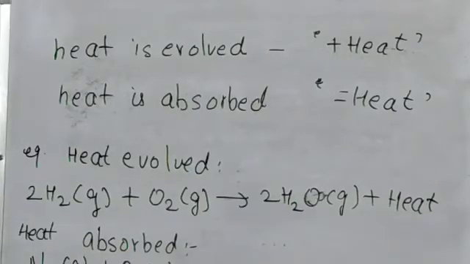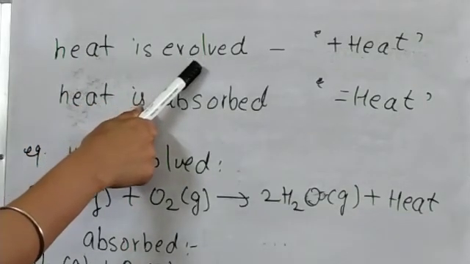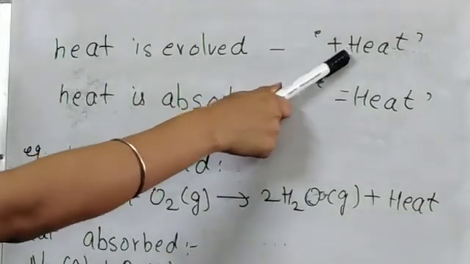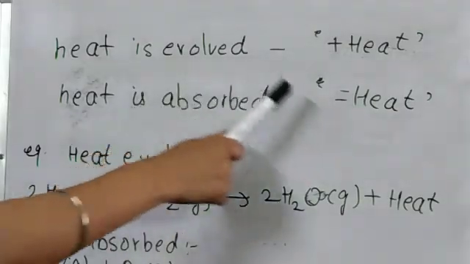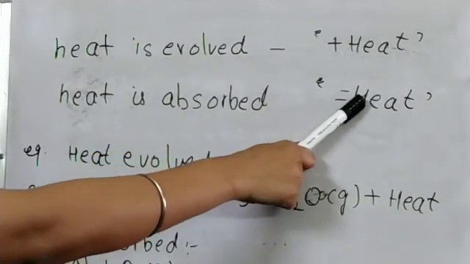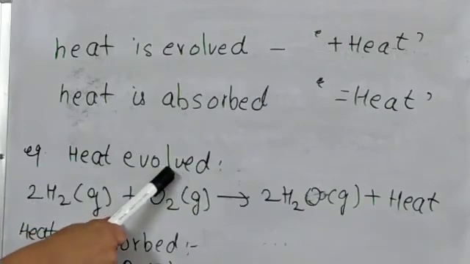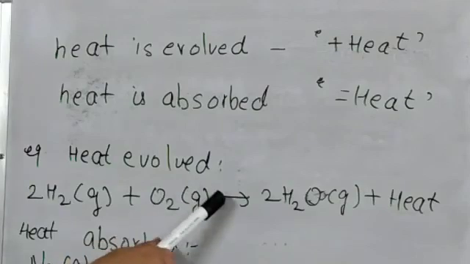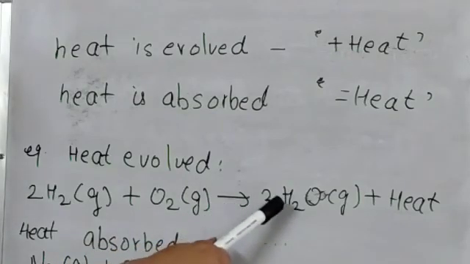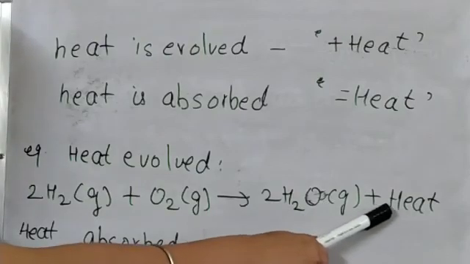The energy changes are expressed in the chemical equation. If heat is evolved, then we write plus heat on the product side. If heat is absorbed, then we write minus heat on the product side. For example of heat evolved, hydrogen gas reacts with oxygen gas to yield water in gaseous phase and produce heat.